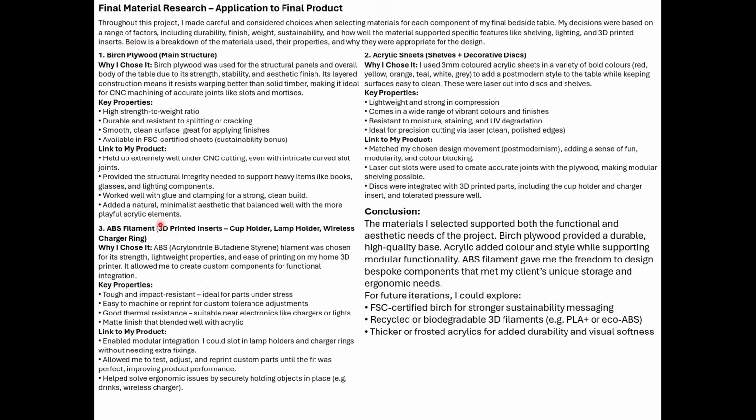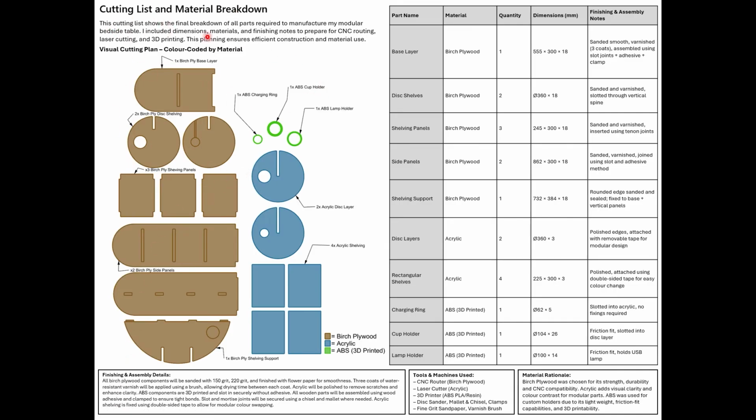Now, this is my final material research page where I chose birch plywood. I also used ABS for the 3D print inserts for the cup holder and stuff like that. And I used acrylic sheets and shelves for the coloured acrylic to show that postmodernism. And then this is my cutting list and material breakdown. Make sure you do a page like this. I just drew this up all on CAD, coloured it, made it coordinated, easy to read.